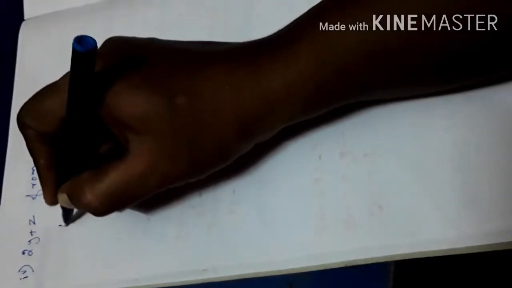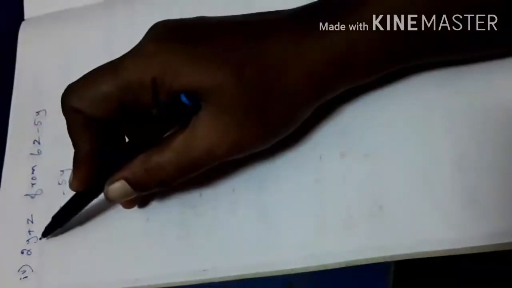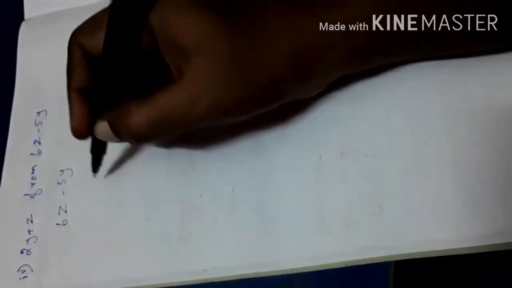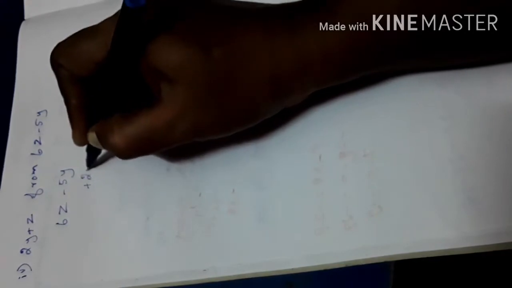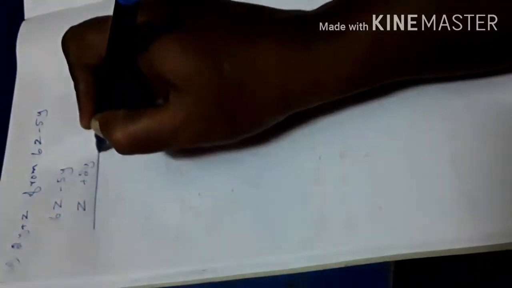Next, fourth question: 2y plus z from 6z minus 5y. So first, what is that? 6z minus 5y. Next, 2y plus z. So we have to write the y terms below, and the z terms below. So we are going to subtract. Subtract means what I told. Yes, we have to change the symbol.